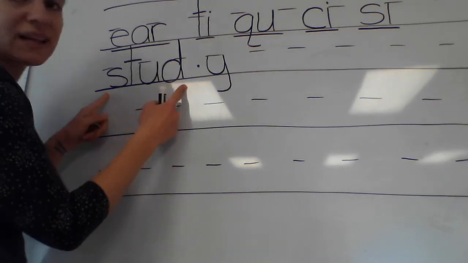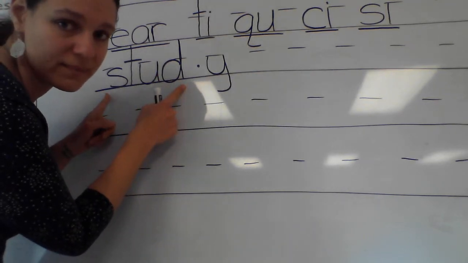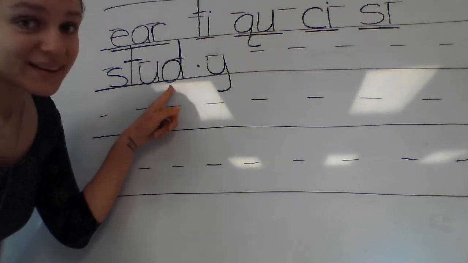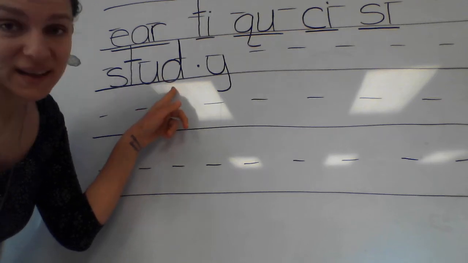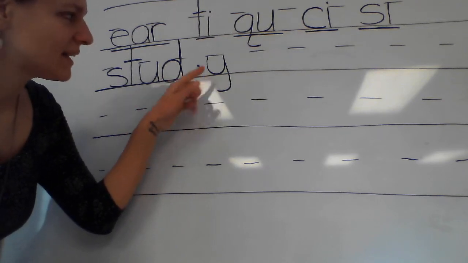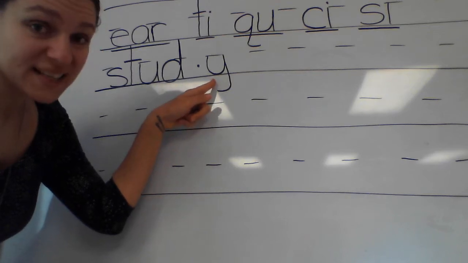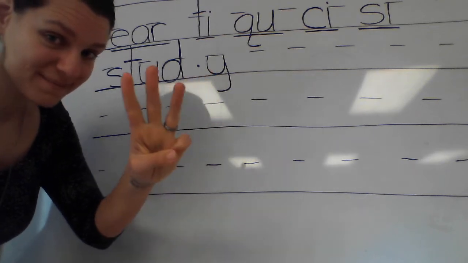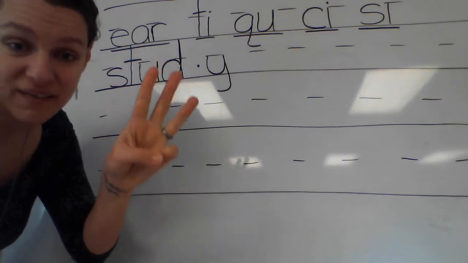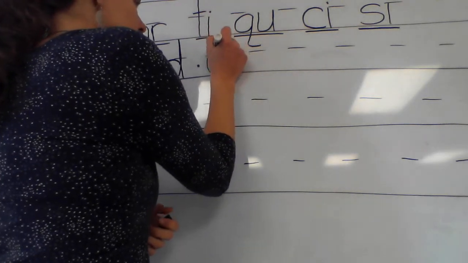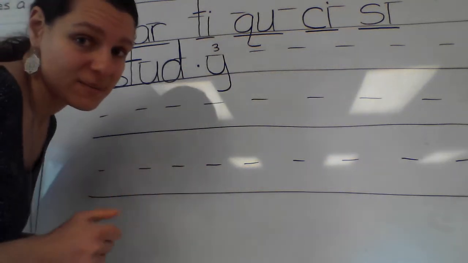Class, do we need to mark anything in our first syllable? We don't. What kind of syllable is it? Good. It's a closed syllable because it ends with a consonant. And how are we going to mark this? Every time this says E, what do we do to it? Good, because that's its third vowel sound. All right, pick up your pencil. And let's read our word.